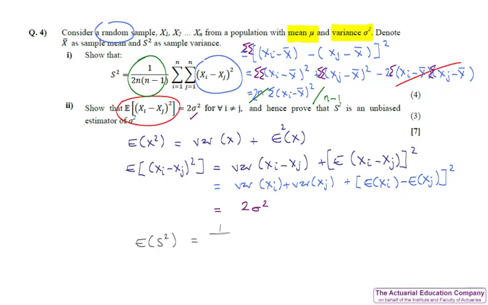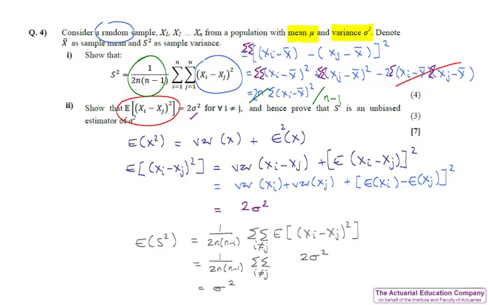Well, E of s squared will be equal to our 1 over 2n times n minus 1, the sum of our expectation of xi minus xj all squared. Now when i is equal to j, then this will be 0, and so we can do the summation for i not equal to j. We now use the result that the expectation is equal to 2 sigma squared, and the result follows. Again, I suspect most students will have just simply pushed on to the next question.